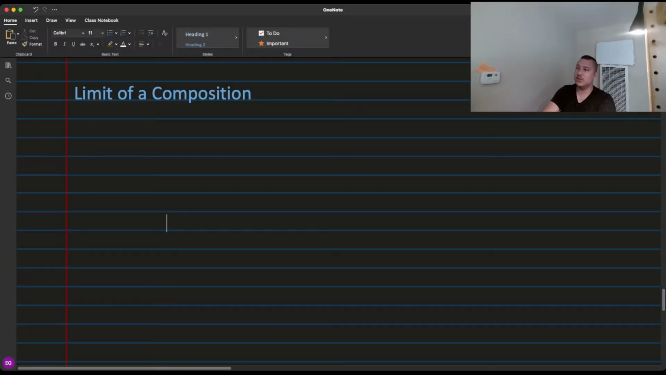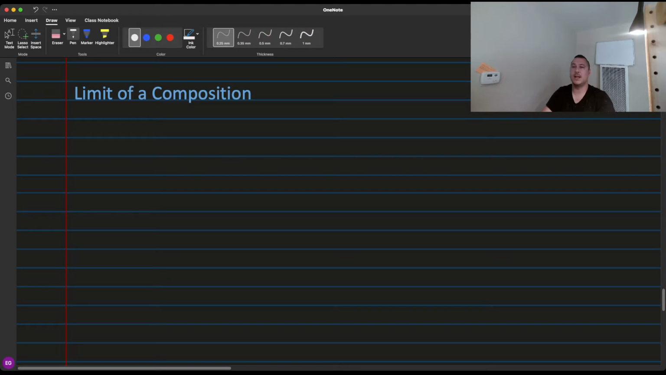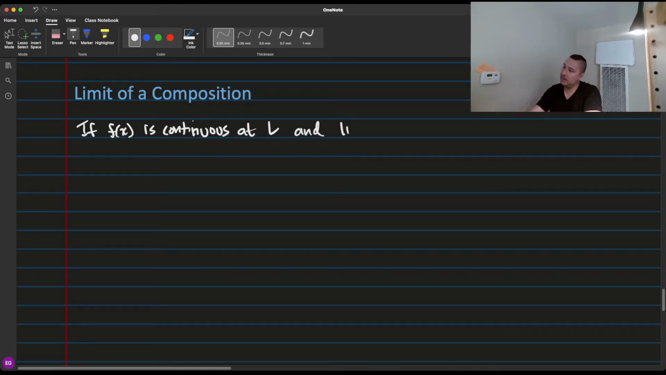One of the most useful things about a function being continuous is that it allows you to move the limit through a composition. So let's say that f of x is continuous at some value L, and that the limit as x approaches a of g of x is equal to L. Then this is what happens.